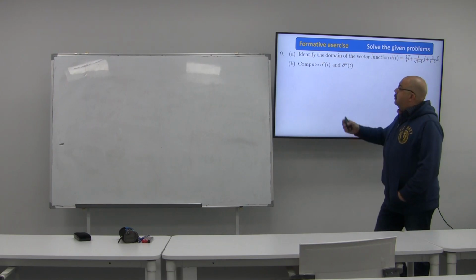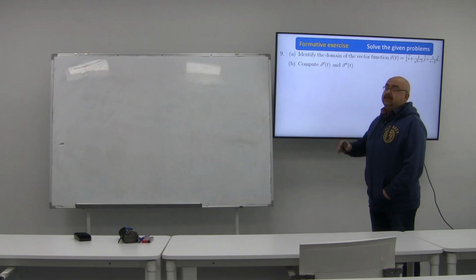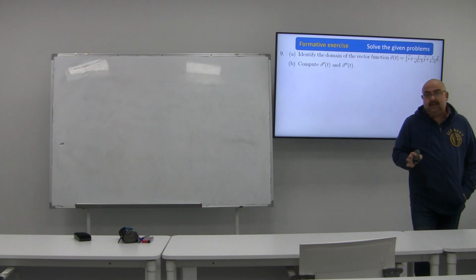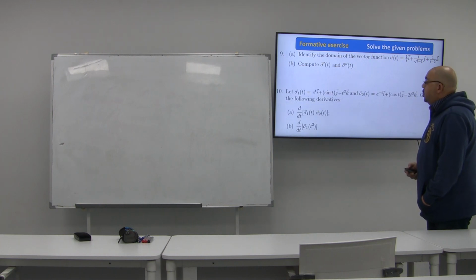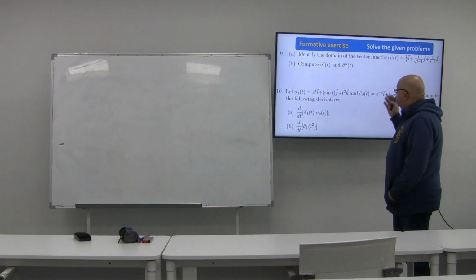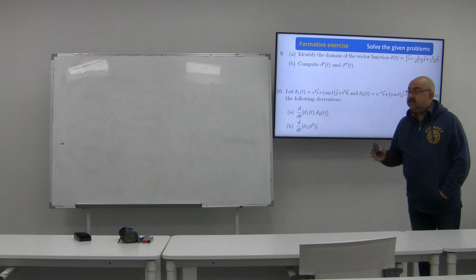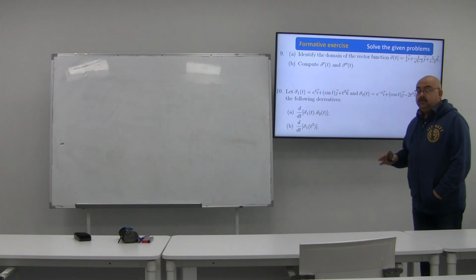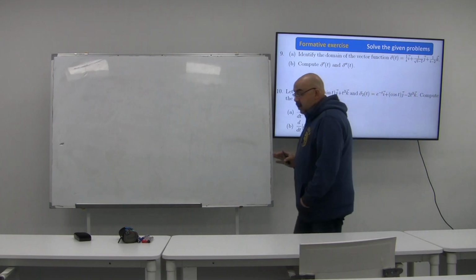Also, I want you to compute rho dash and rho double dash. This is a straightforward derivative. There are no tricks in it, but I want you to try it by yourself. Also, for problem number 10, it gives rho 1 and rho 2, and it asks you to find the following derivatives. It's really very simple. All you have to do is go through the process of differentiation.